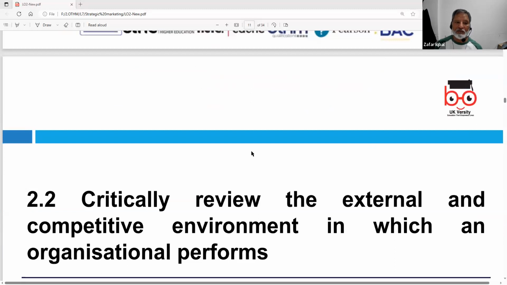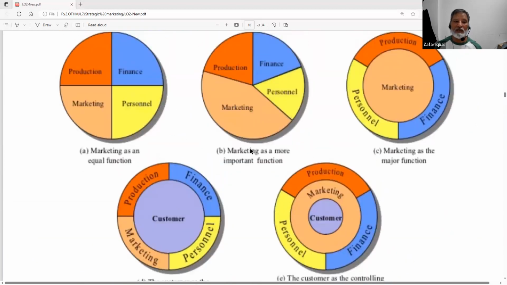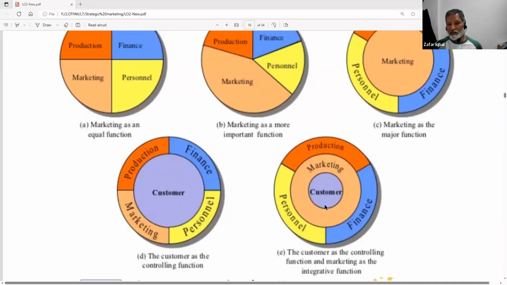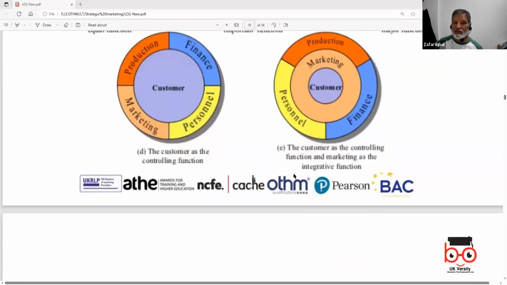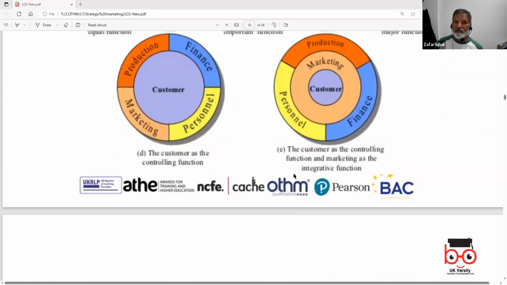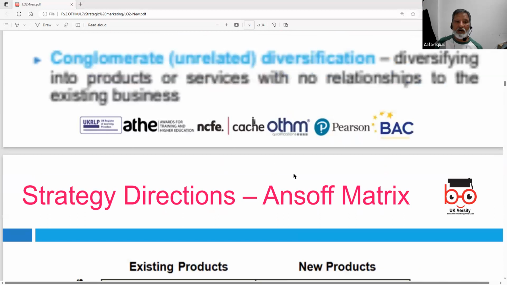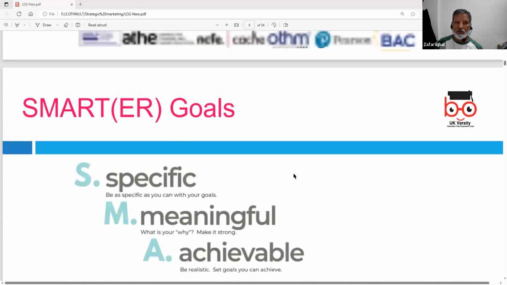It's very important. Because it has developed over the years as a function, it has developed from the equal footing into the fifth quadrant, which is E, with the customer controlling the marketing function, and marketing as an integrative function rather than an equal function. So over the years it has developed into a different sort of function area. All right, so you need to view marketing as a different function these days.